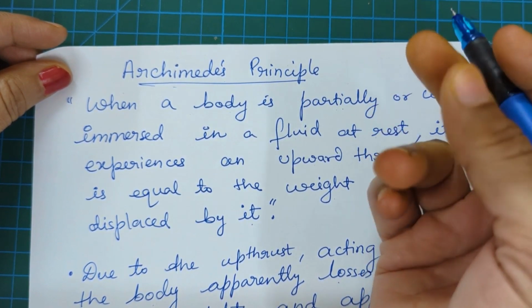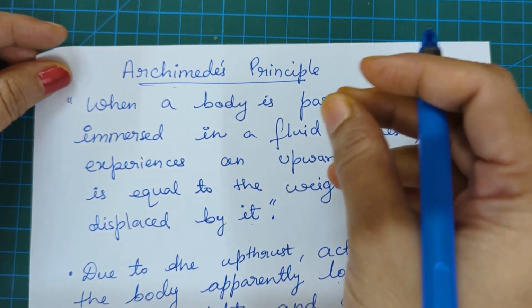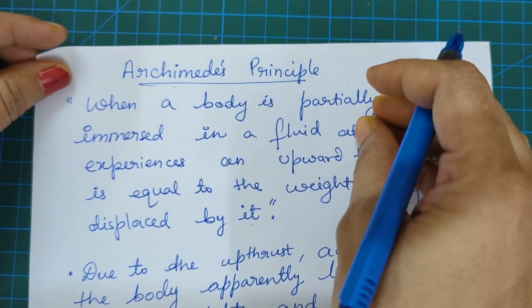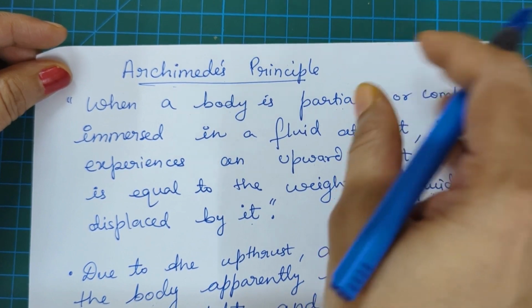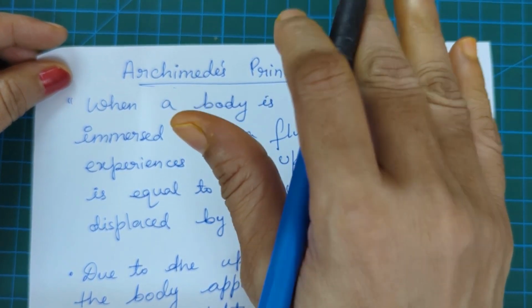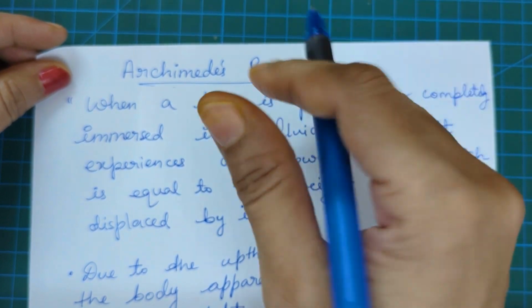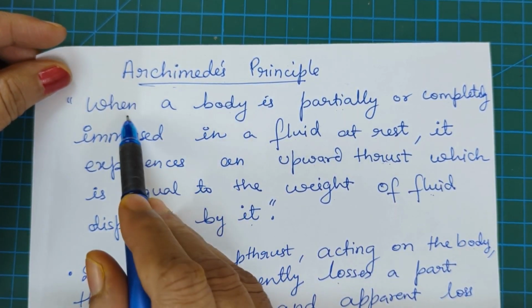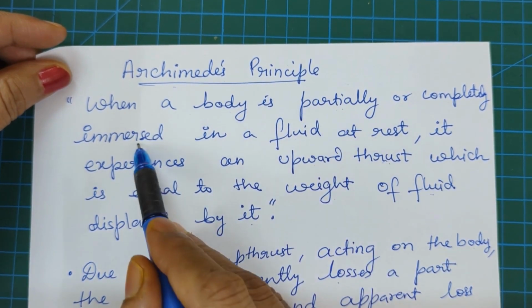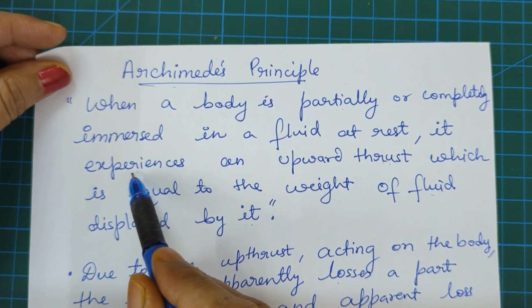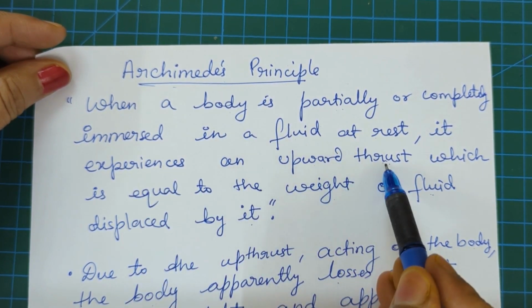Because in the laws of physics, any two objects cannot occupy the same place at the same time. So if the liquid is there, it would like to be there. It won't allow any other object to come in. In the process, it pushes that immersed object, and that pushing is called buoyancy or upward force. So Archimedes' principle states that when a body is partially or completely immersed in a liquid at rest, that body experiences an upward thrust.